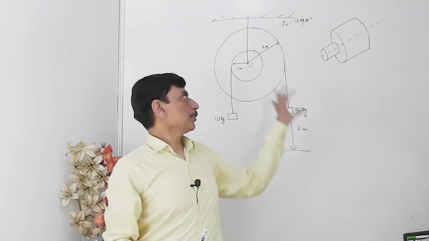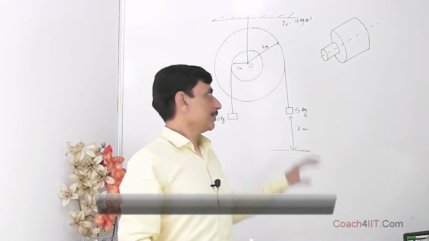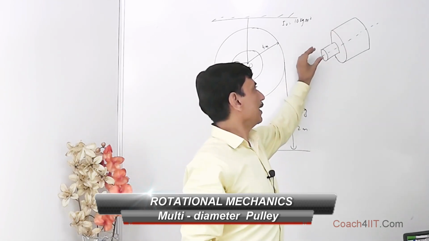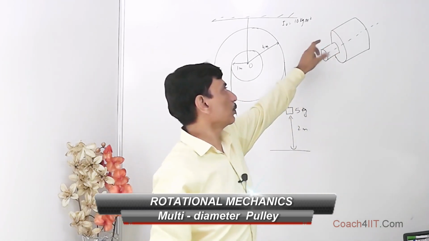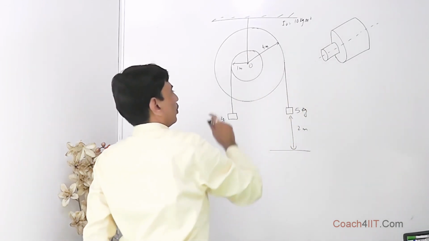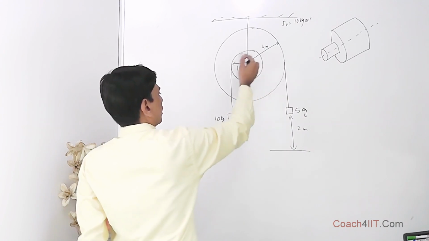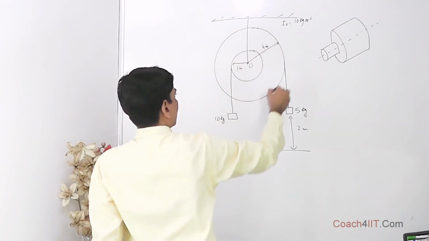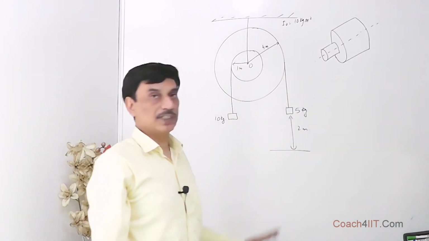Say we have an arrangement like this, where this pulley is something like this: a bigger pulley and a smaller pulley fixed onto each other, so that when one rotates, the other also rotates. If we look from this side, this is the view. A string has been wound, and over here the 10 kg mass is there. And onto this one, a string is wound like this, and over here we have a 5 kg block.